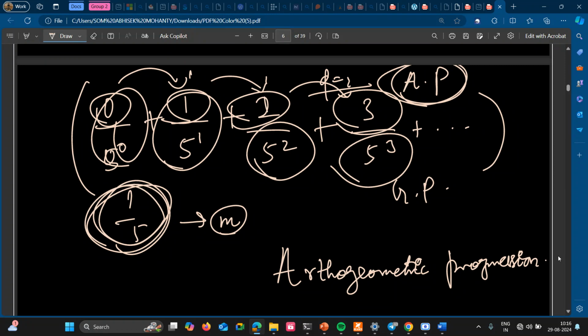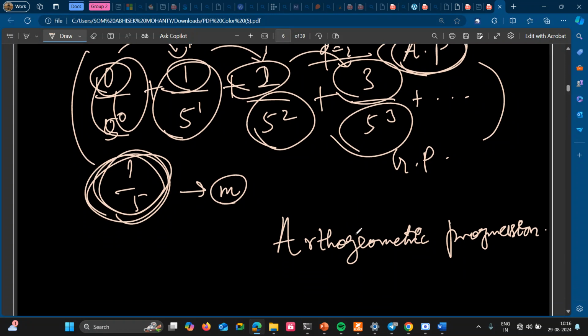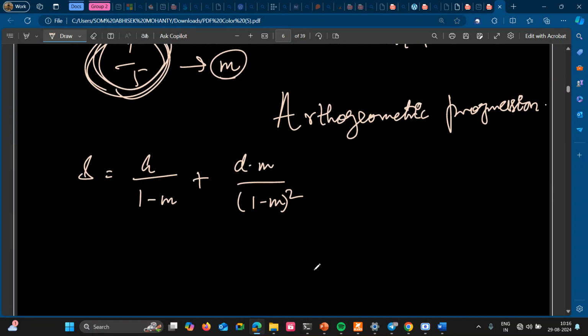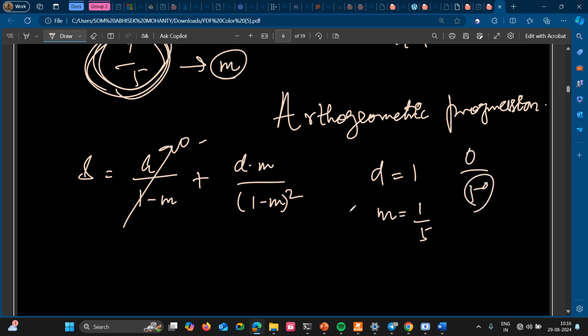This mixture is called arithmetico-geometric progression. So what is the formula for it? Again, I will write it. This is A by 1 minus M plus D into M divided by 1 minus M whole square. So D is your common difference, which is 1 in the arithmetic progression. The common multiple is 1 by 5 in the geometric progression. The first term is 0 by 5 to the power 0, and 5 to the power 0 is 1, so it is 0.